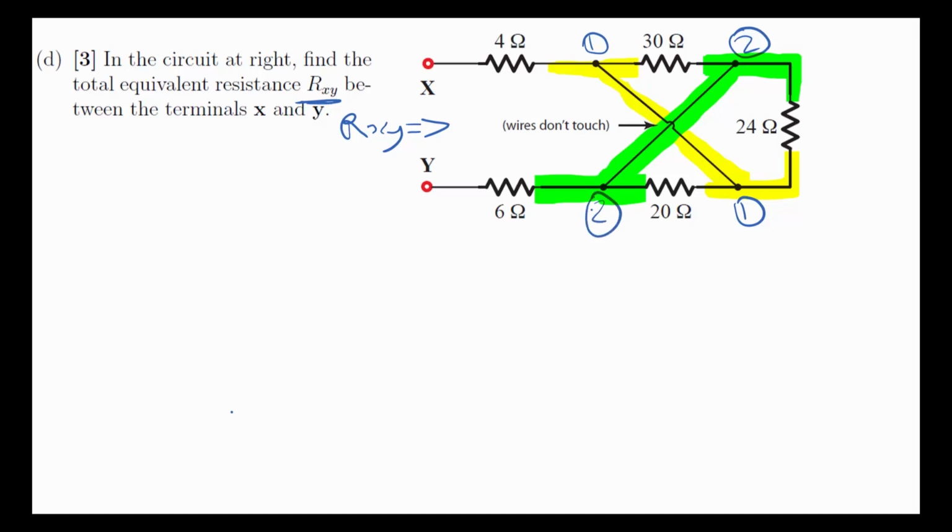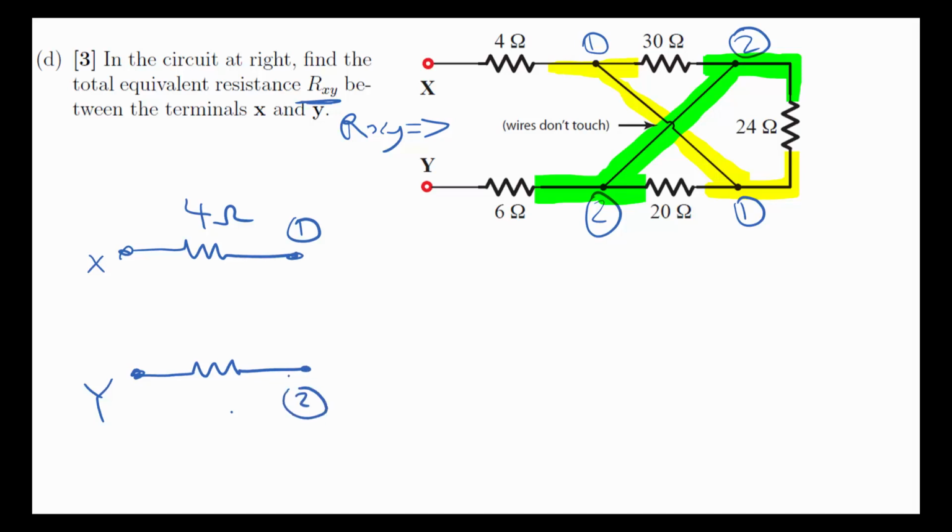Okay, so now, how can we use this information? Let's redraw the circuit. We have node X here and node Y here, and from node X we have the 4 ohm resistor, and then we have node 1. At the bottom we have the 6 ohm resistor and node 2. Now let's see how these other resistors are connected.